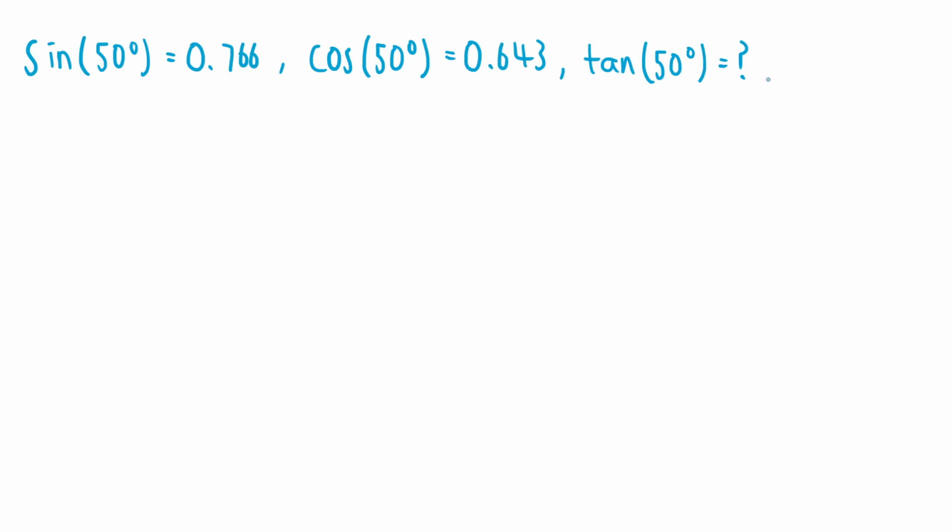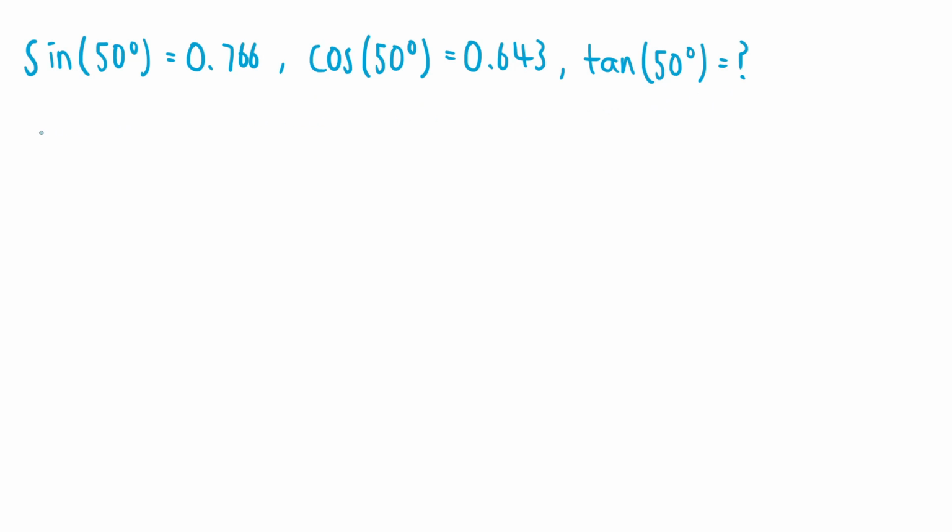Alright, so we've covered a lot of theory, so now let's do an example. Suppose we're given the values. Sine of 50 degrees is approximately equal to 0.766, and cosine of 50 degrees is approximately equal to 0.643. And these are the values from the example that we did earlier. With these given values, we want to find the value of tangent of 50 degrees.